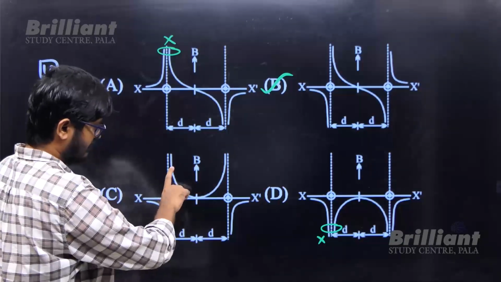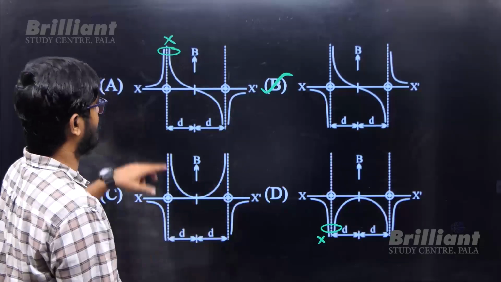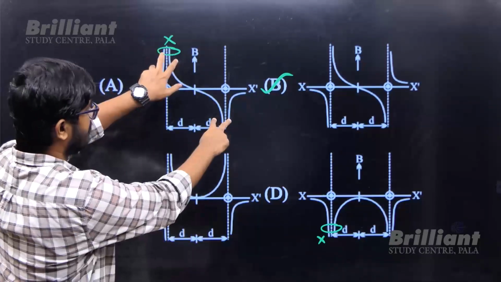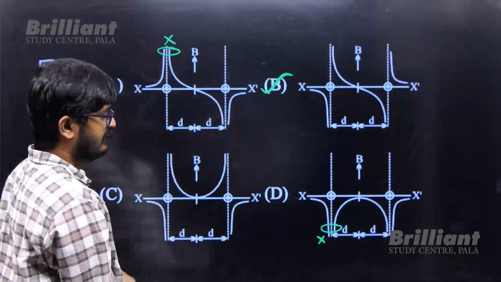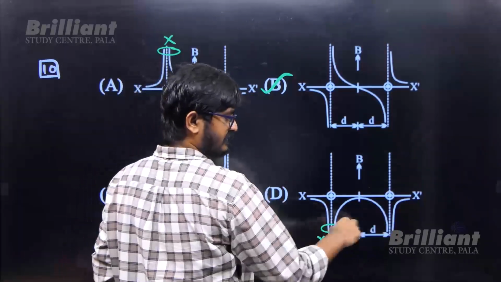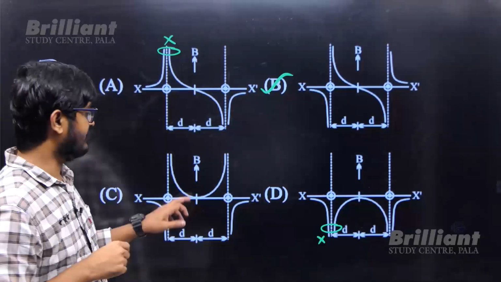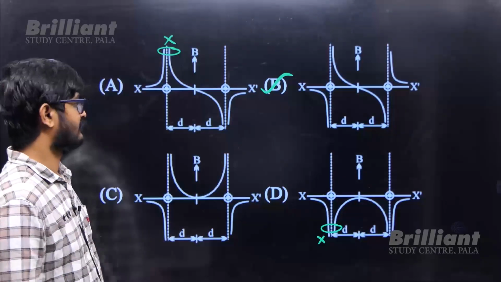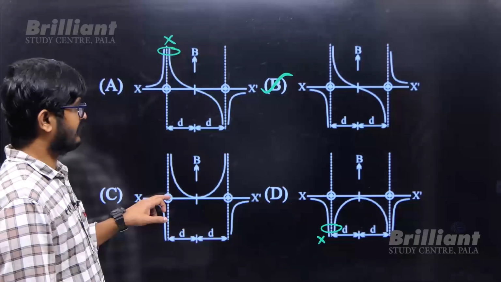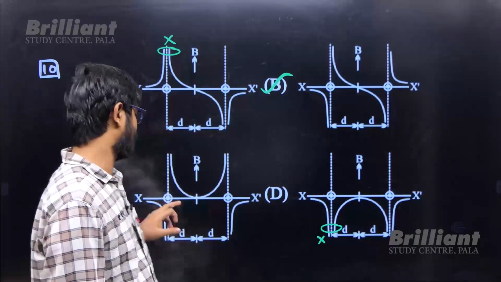Like these two are in the opposite sense, these two are in the opposite sense. It can be true. These two are in the same sense, these two are in the same sense. This can't happen. So you can eliminate these two. Now you need to see which is correct out of these two. Now you can see this part and that part are looking similar, right?